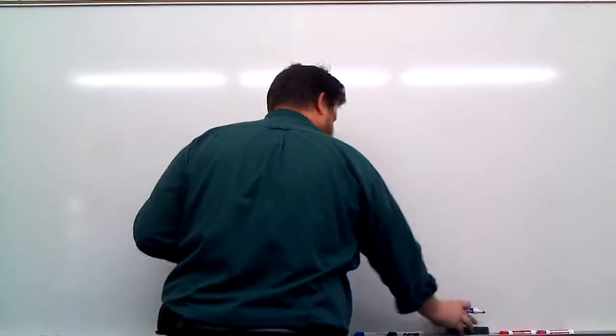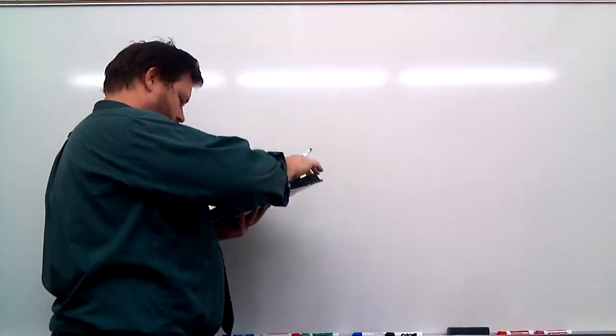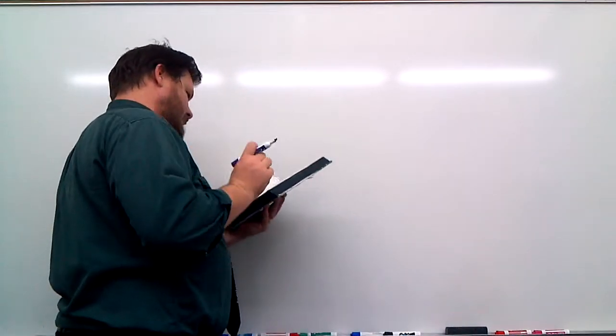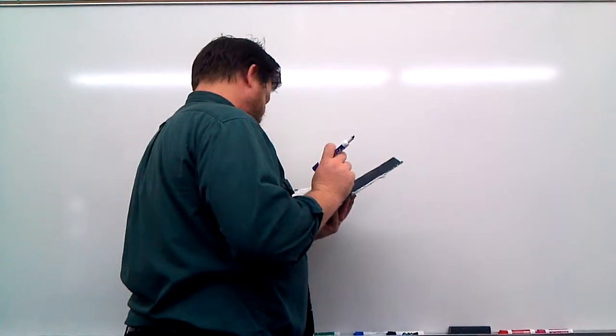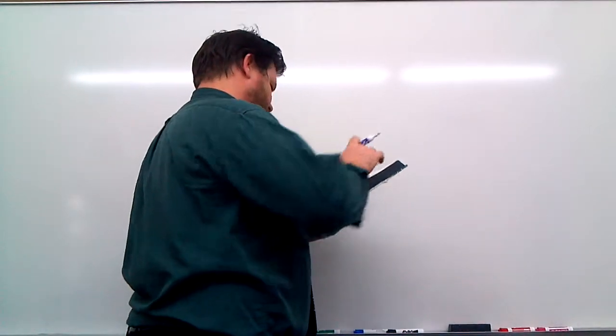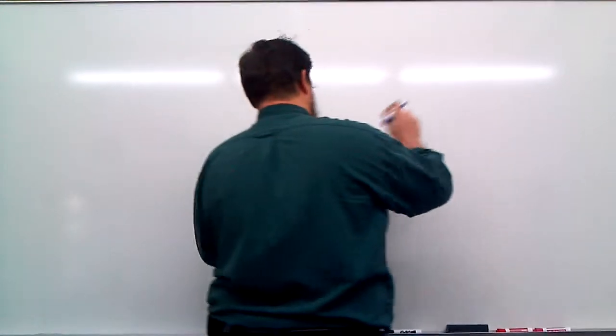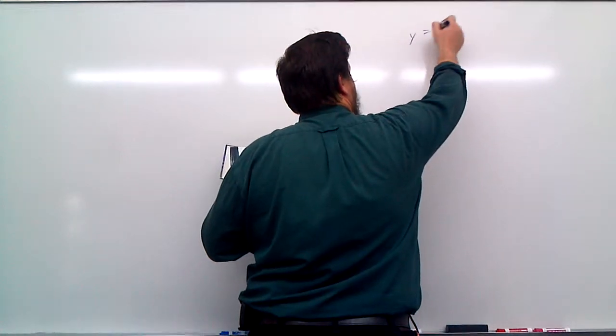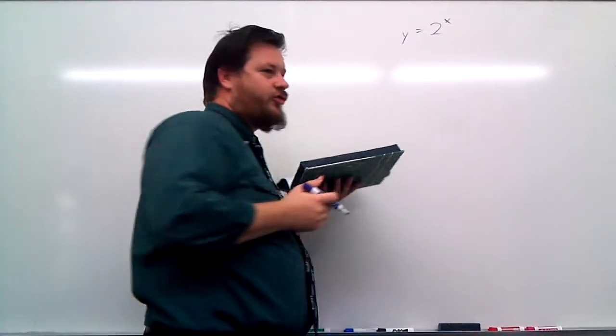There are two types of these things. We'll go with the easier one first. Let's say we have y equals 2 to the x.